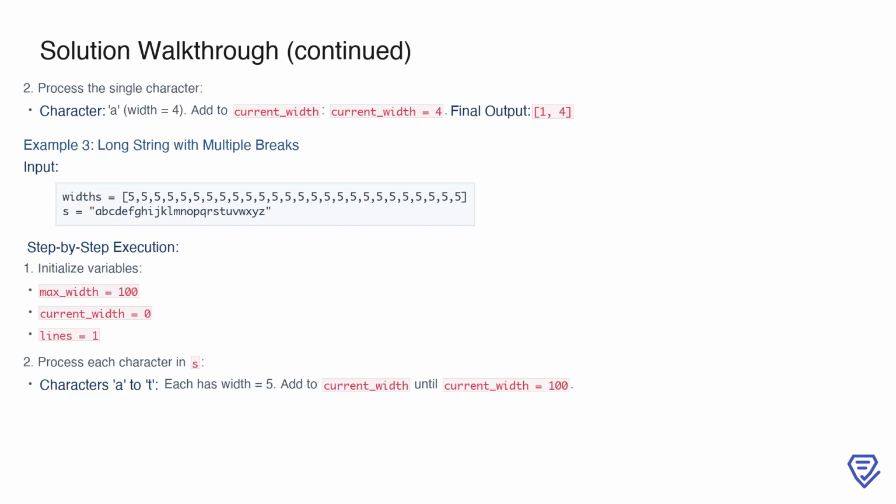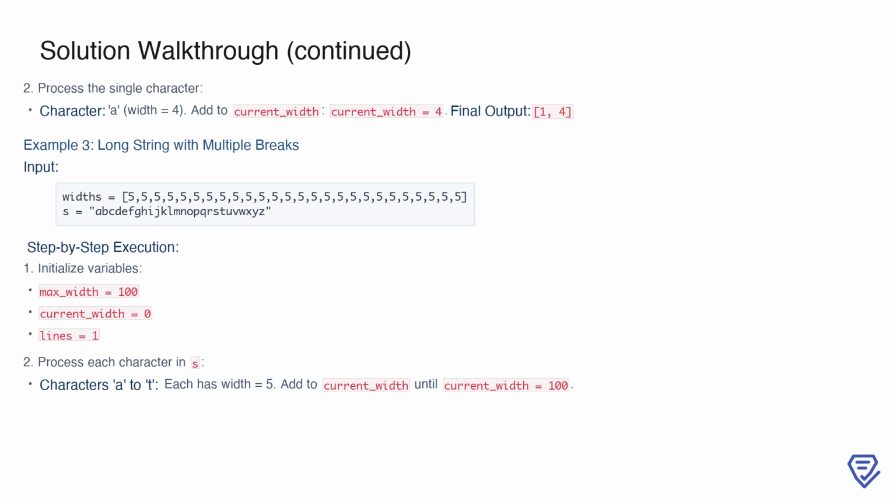Now let's consider an edge case where the string contains only one character. In this example, the widths of all characters are defined as 4, and the string s contains just the character a. We start by initializing the same three variables. Max_width is 100, current_width is 0, and lines is 1.